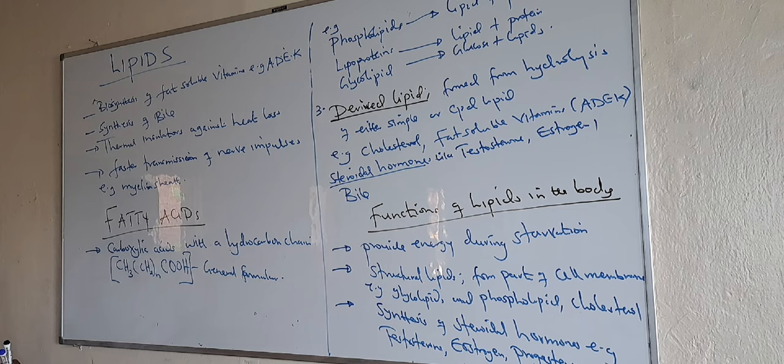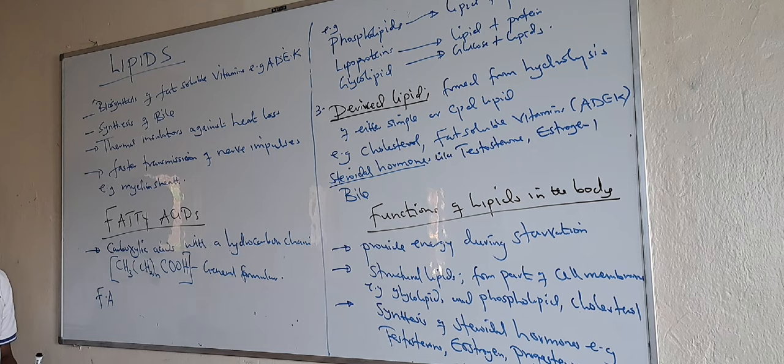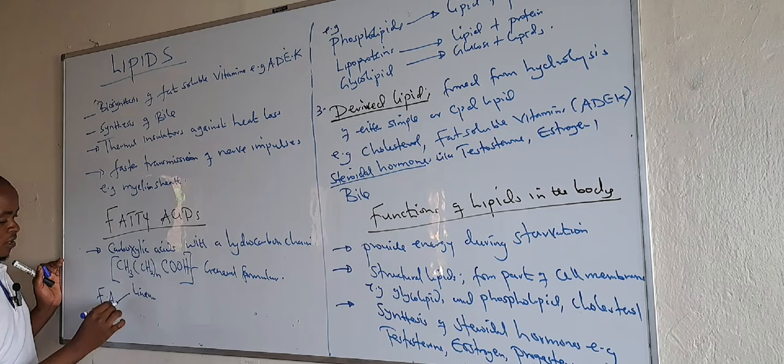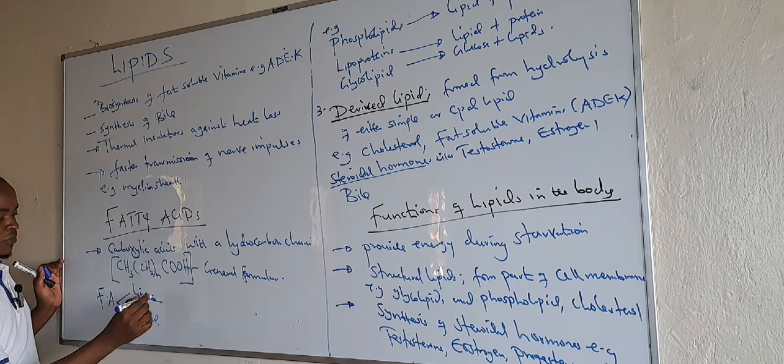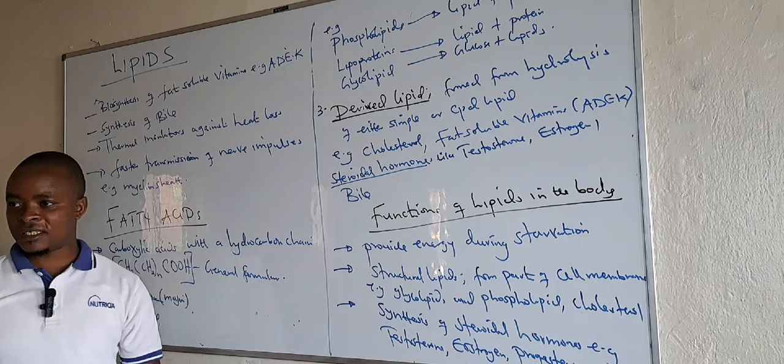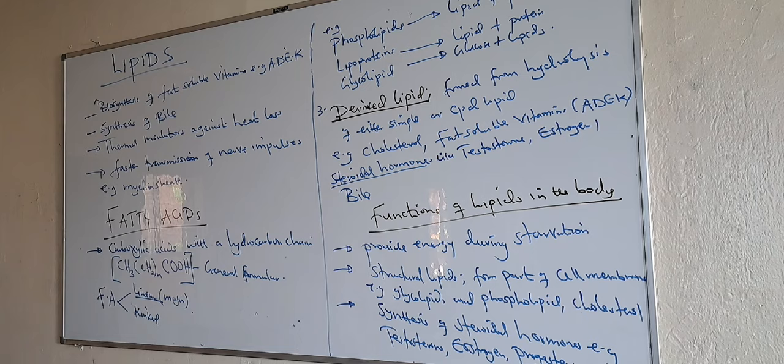For these fatty acids, the majority are linear. We know that fatty acids can be linear, or they can be branched or kinked. But the major ones are linear fatty acids. So we want to see how a linear fatty acid is classified. Classification of fatty acids. The first one was classification of lipids, but this is classification of fatty acids.